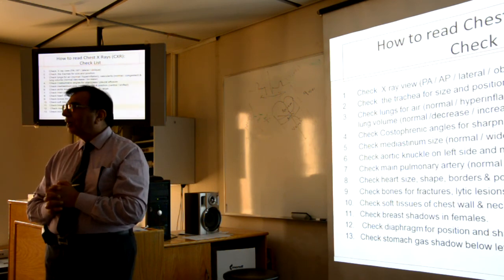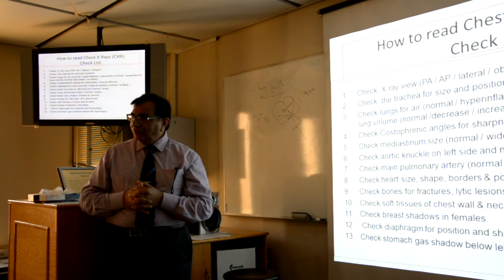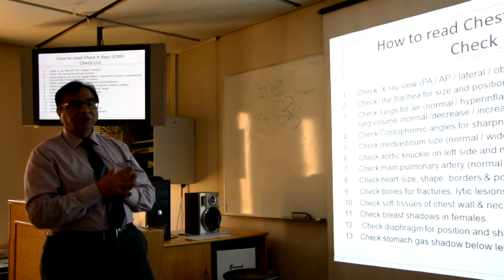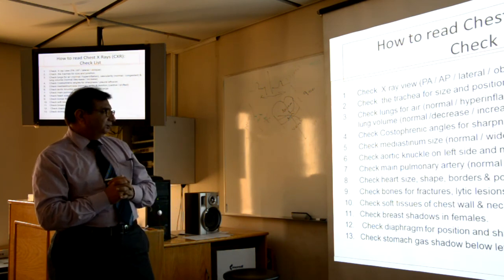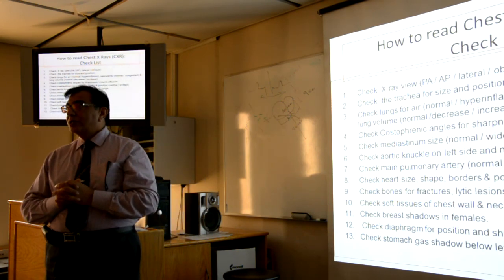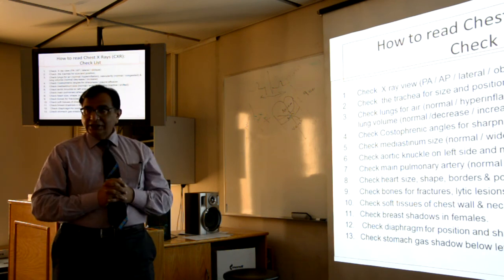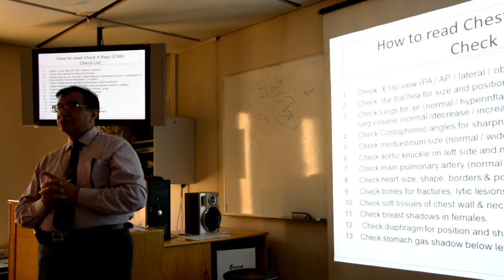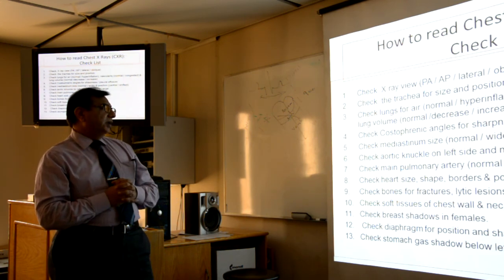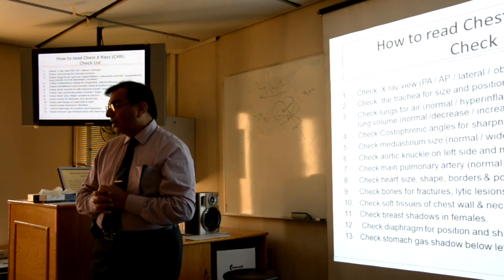Normally the borders are clear because of the contrast between the air-containing lung and the fluid-containing heart. If the borders are indistinct, this suggests there is some associated lung pathology, on the right side the middle lobe, and on the left side the lingular lobe. Check the calcification. Any calcification in the vicinity of the heart always suggests pathology, because normally there is no calcification in the heart area. So the presence of calcification suggests either calcification of the valvular heart disease, or calcification in the coronary arteries, or in the wall of a ventricular aneurysm, and so on.